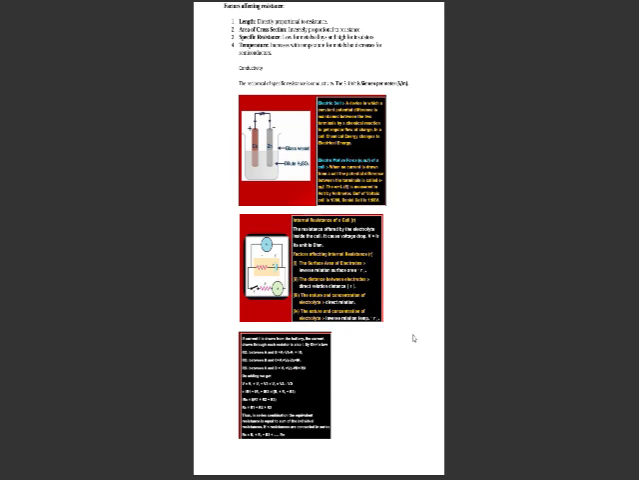Conductivity: the reciprocal of specific resistance is conductivity. The SI unit is Siemens per meter, S by m.